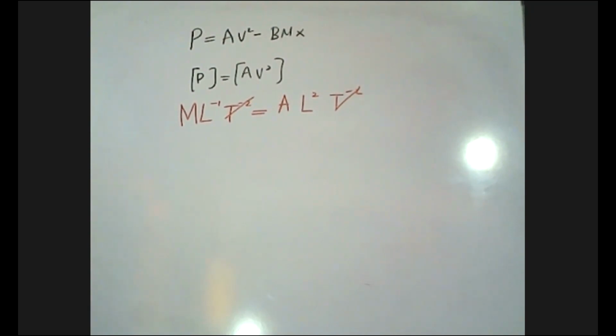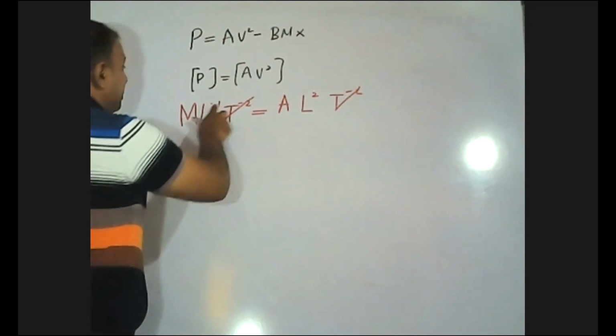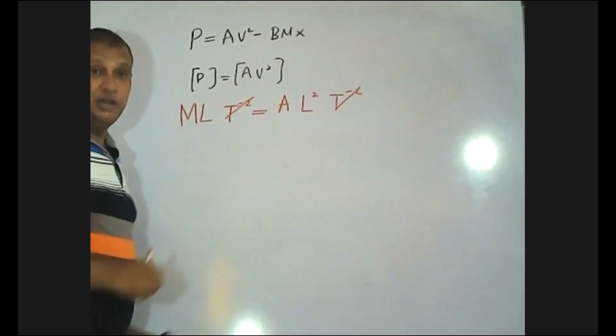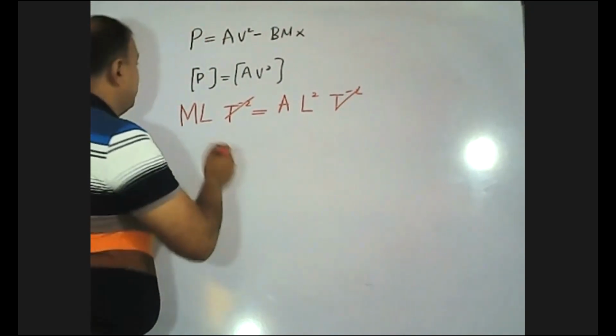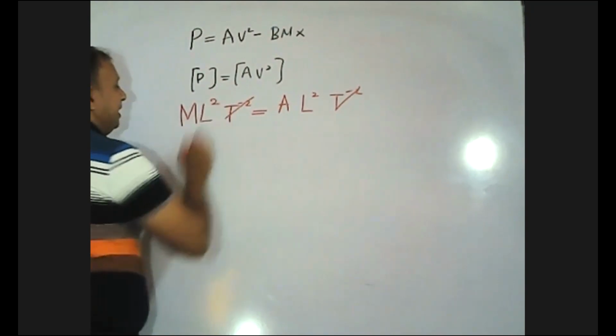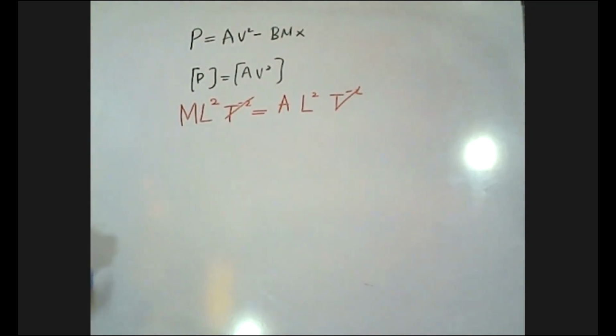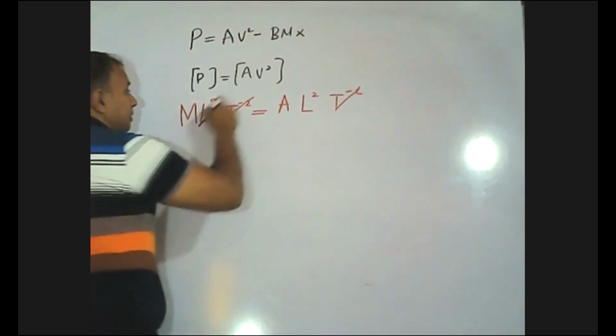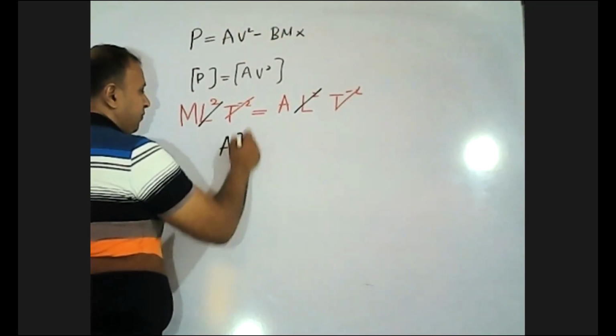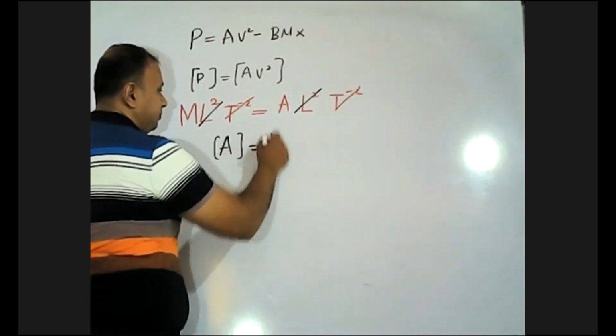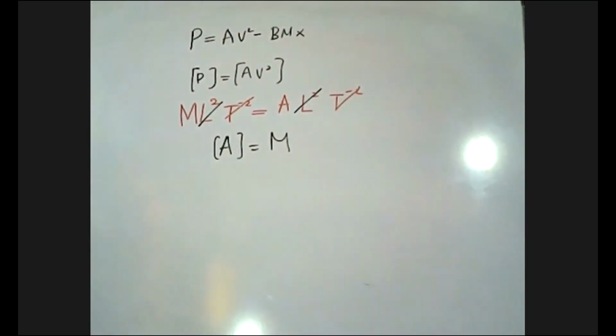Sorry, this one is L, not amount of work done, not pressure. Not pressure, piece. The amount of work done is L squared. So L squared will be cancelled out. Look at this, L to L squared cancel out. So the dimension of A should be equal to A.